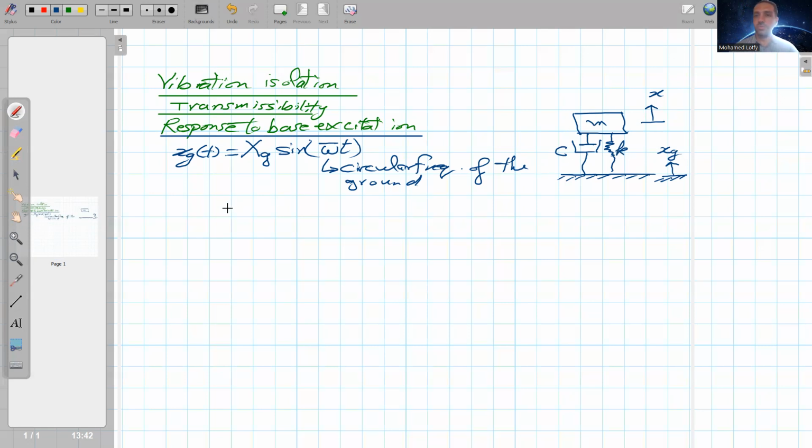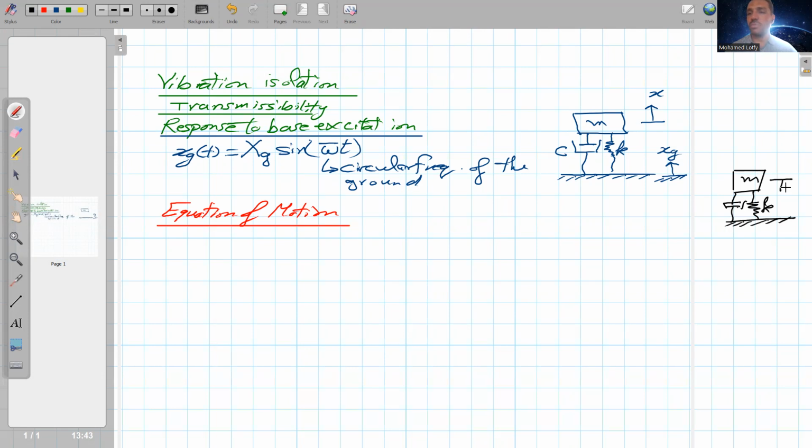Okay, so now we want to write the equation of motion of this system. As we know from our basic study of vibration, if you have a mass like this, supported to the ground by a stiffness K and a damper C, and the ground is fixed, so it is not moving, you have only one motion, x, of this mass. By a simple analysis, we can write the equation of motion like that.